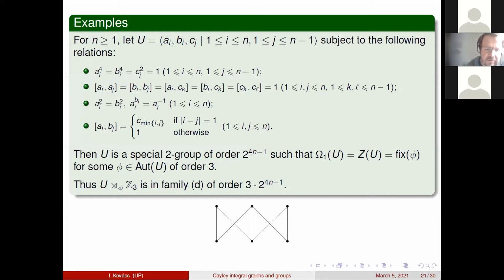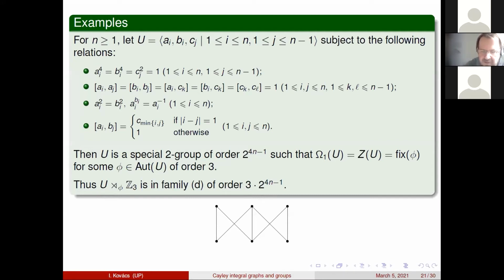And in the end, we managed to show that this group is also a special 2-group of order 2 to the 4n minus 1 if you join together n quaternion groups. And the automorphism of order 3, which acts on one quaternion group, can be extended to an automorphism of order 3 of the whole group, such that it fixes, or centralizes, exactly the group generated by involutions. And because of that, this is also an example in our family.